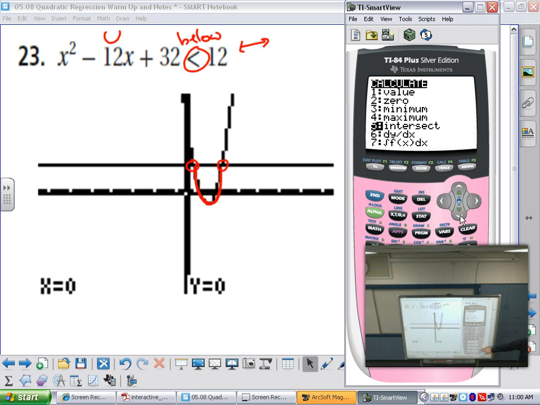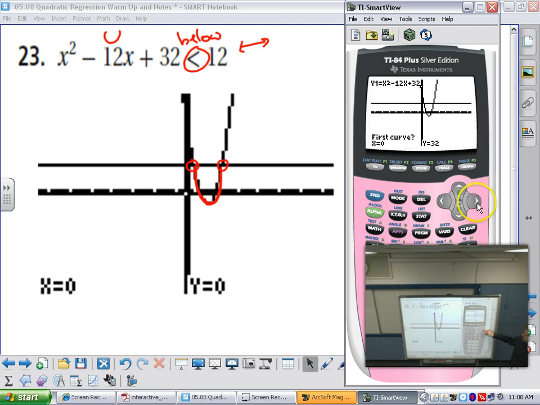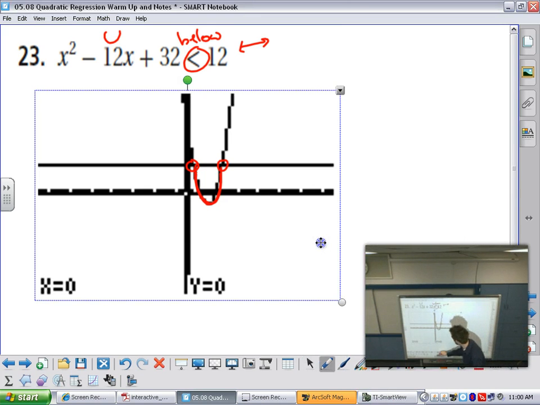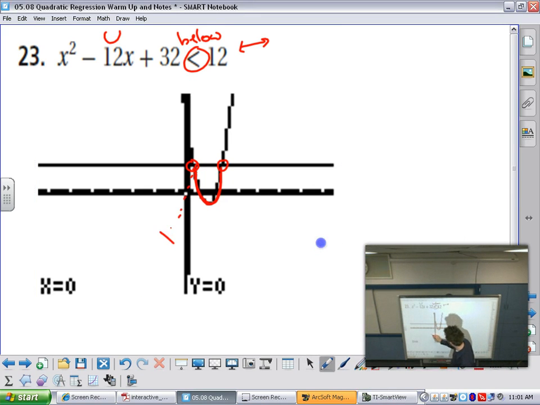So I'm going to hit that, hit enter, and it'll say, first curve. It's on the parabola. That's good. So enter. Second curve, it's on the straight line. Yes. It wants a guess, so I'm going to move the cursor over to there, hit enter. What x value does it touch at? 2. It's got a little blinking point right there, x equals 2.